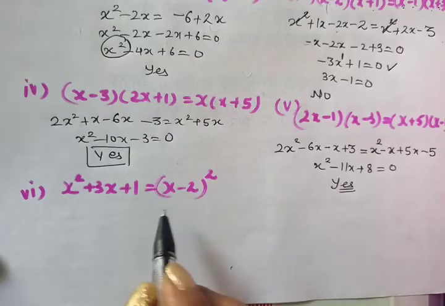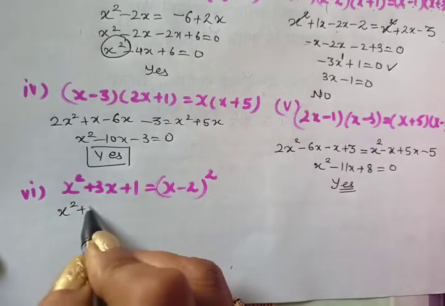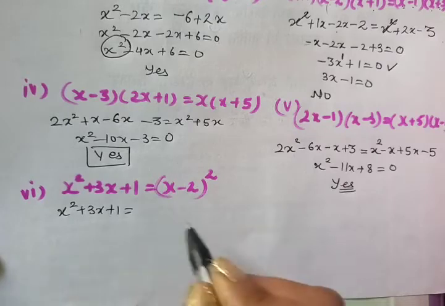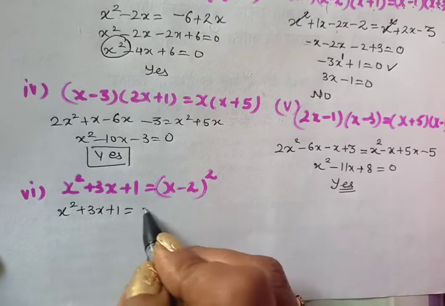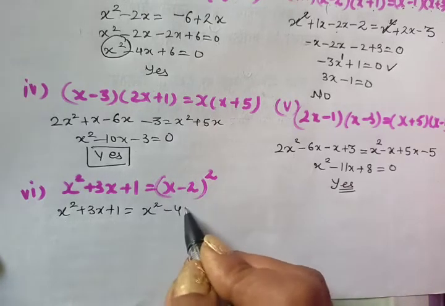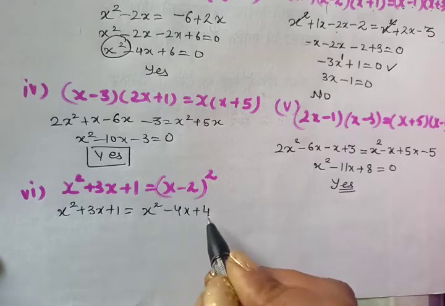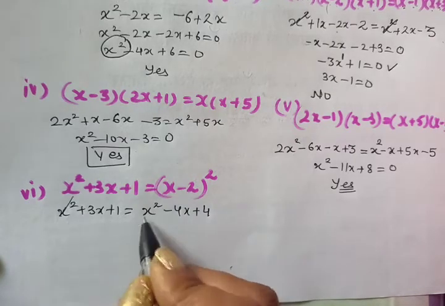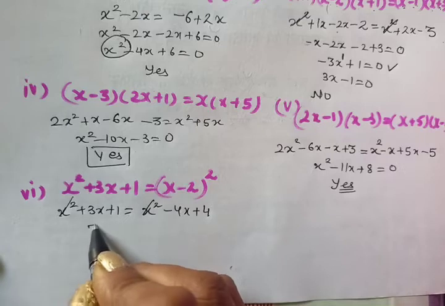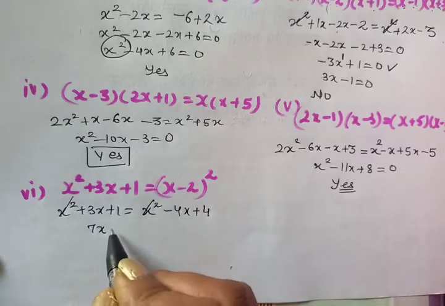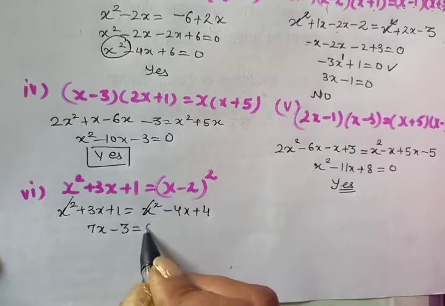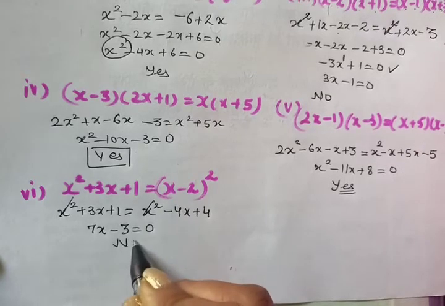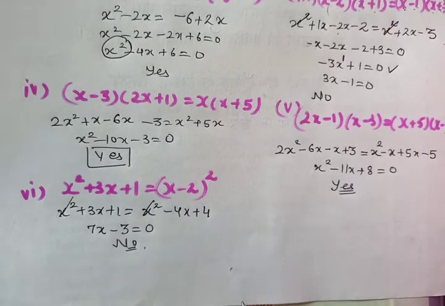Just solve this one with me. Left hand side is already solved. We don't have to do anything with it. On right hand side, apply identity. X square minus 4x plus 4. And when you will solve it, x square gets cancelled. I get 3x plus 4x is 7x. 1 minus 4 is minus 3 is equal to 0. So no, it is not a quadratic equation.